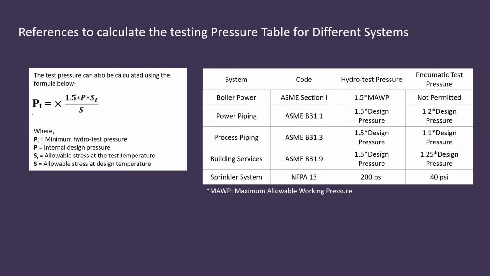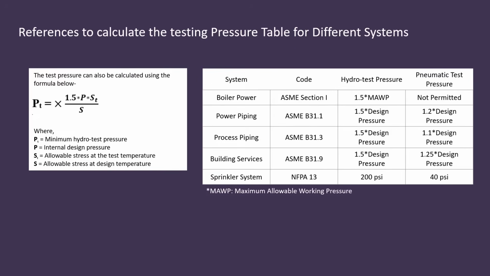If you look at various references which are given in various codes and standards for pressure systems or pressurized piping systems, you look into ASME Section 1, B31.1, B31.3, B31.9, NFPA 13. So these are a few of the references where we get some clauses or recommendations for hydro testing. So most of the time this is 1.5 times the design pressure.